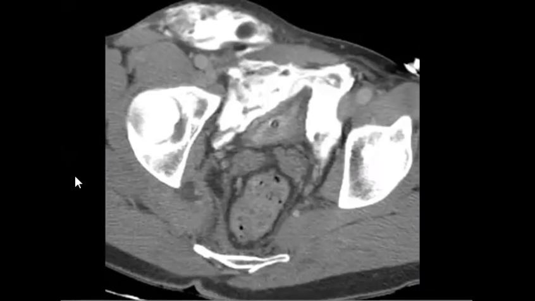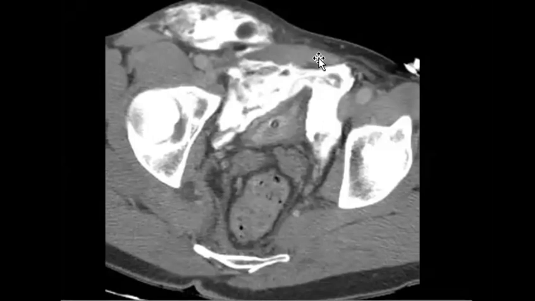So it is extraperitoneal bladder rupture. Why extraperitoneal? Why do you think that it is extraperitoneal? Yes. Because of the bladder classification of rupture, either intraperitoneal or extraperitoneal. Perfect. And this one looked like extraperitoneal.